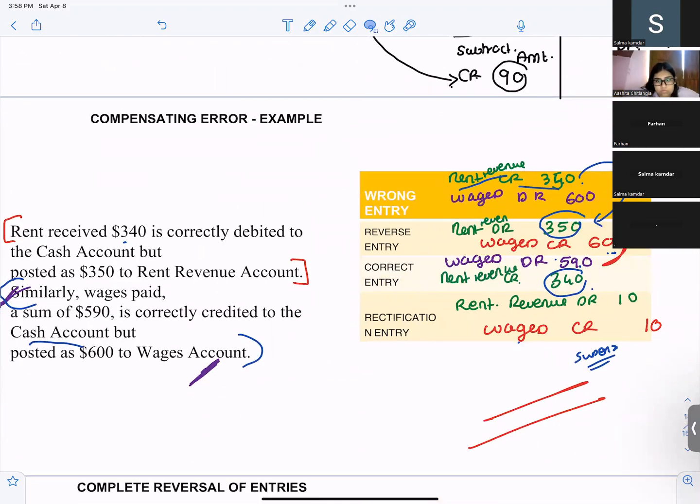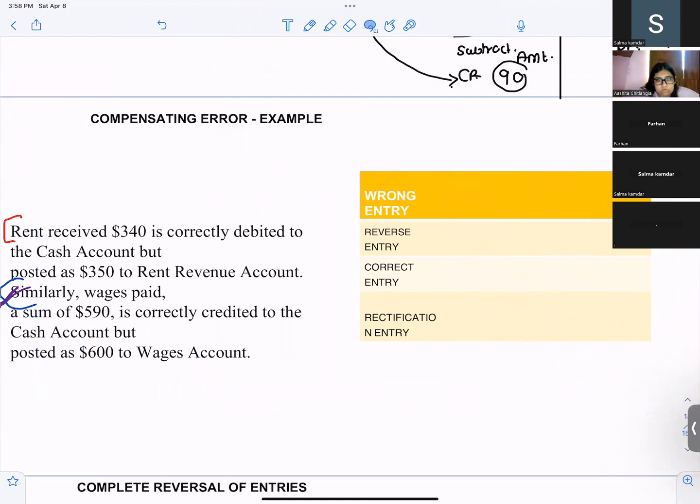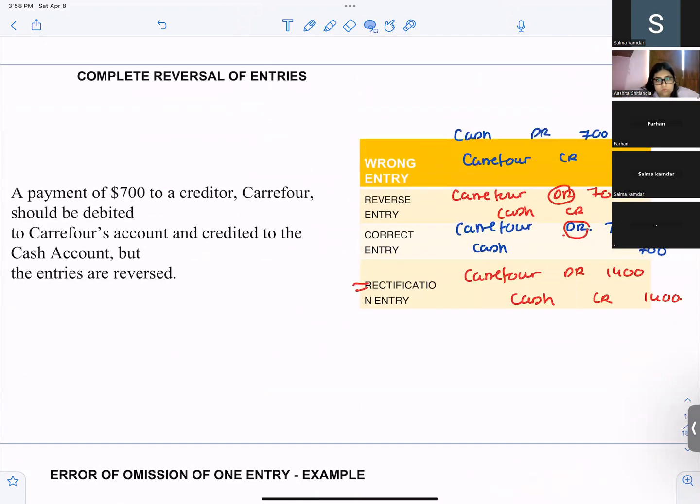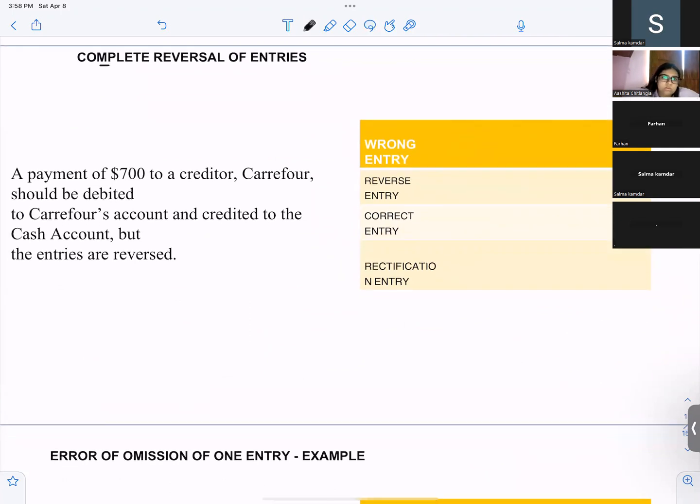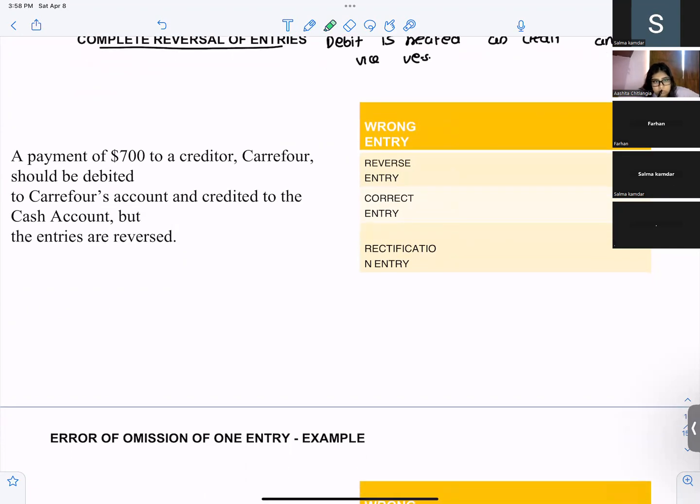Now, compensating error is of undercast and overcast. We won't do this. We'll do error of complete reversal. Complete reversal means what? Wrong name, debit as credit. Complete reversal means the debit is treated as credit and vice versa. The correct entry will always be on the first thing.